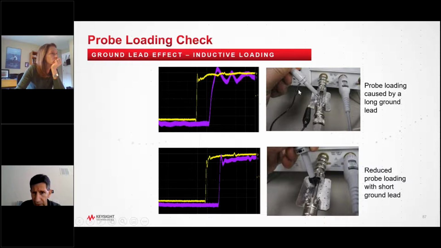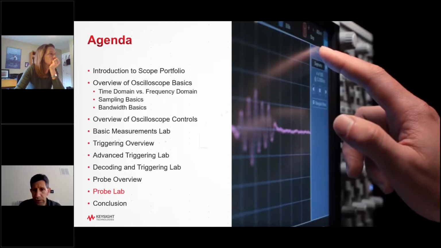If we take that clip off and use a ground lead right next to the signal path, that little black tip that's been inserted, we have a lot less loading and a lot less ringing on the signal, a truer representation of the signal. So again, the higher bandwidth you need, you have to be mindful of the inductive loading of the ground. All right, you can see that there.